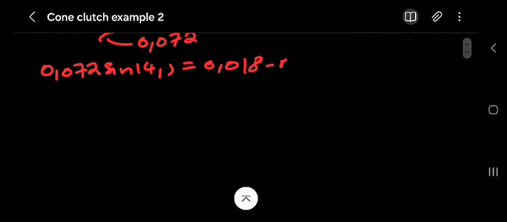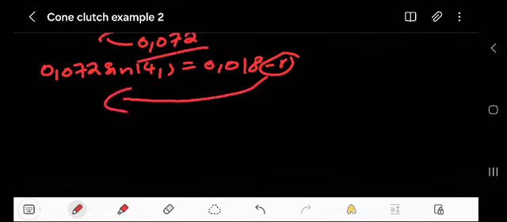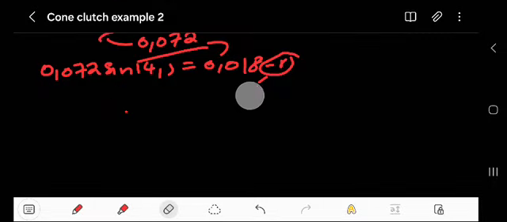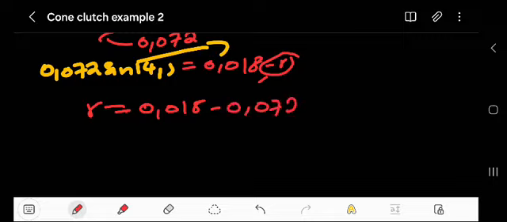Then mathematically, I want this to become positive. I will take it to the other side. Then I take this one to the other side. So this is simply your maths, guys. I will have positive r this side. Then I take all of this to the other side. Then we'll be left with 0,018 minus 0,072 multiplied by sine 14,5 degrees.